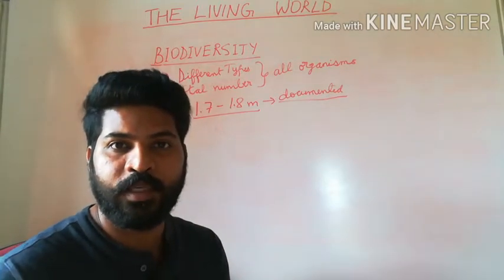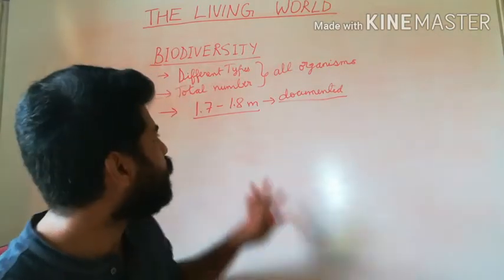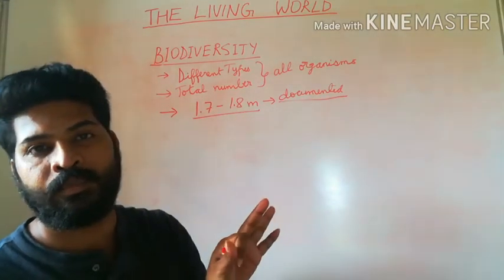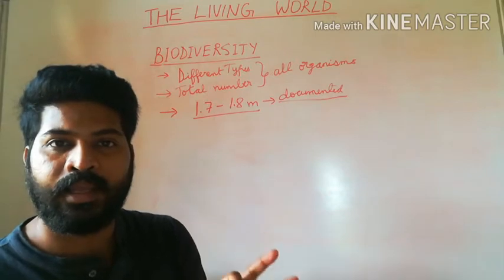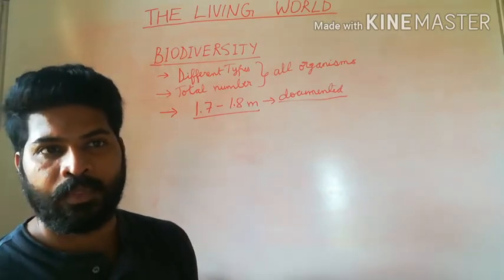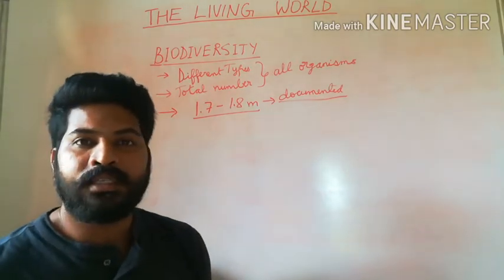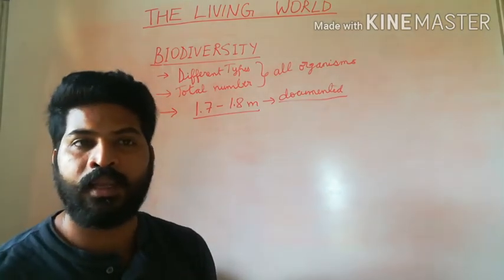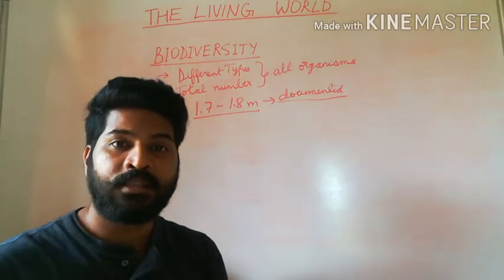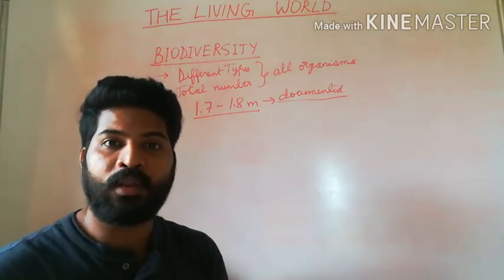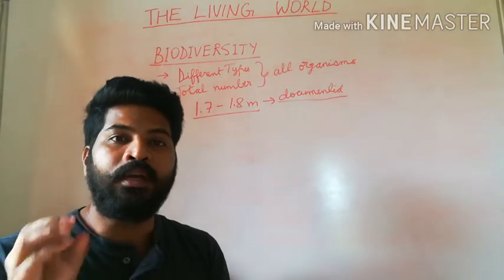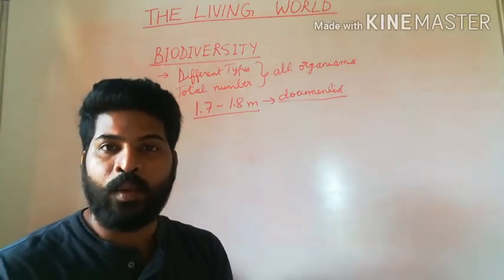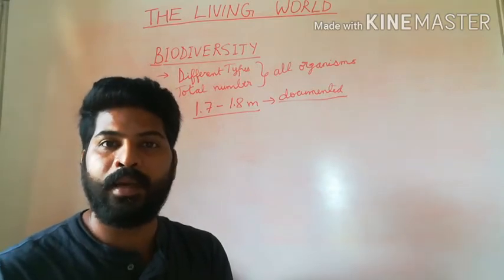That is what is called as documentation. So around 1.7 to 1.8 million organisms have been identified, characterized and studied. Of course, when we increase the area of our study, the number of organisms increases, meaning there are still a lot more organisms yet to be discovered and studied. So the diversity of life is tremendous.